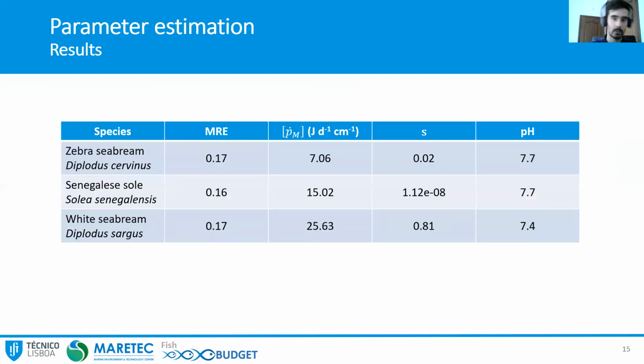So, summarizing, we have very similar mean relative errors of around 0.17. And we have very different stress factors, very different conclusions. We have around 0.02 for the zebra seagreen, almost 0 for the Senegal Stone, assuming a stress factor higher than or equal to 0, using that filter. And without the filter, there would be this overfitting problem. And for the white seagreen, a stress factor of about 0.81 with this overfitting problem.